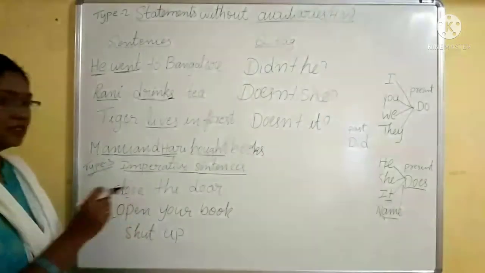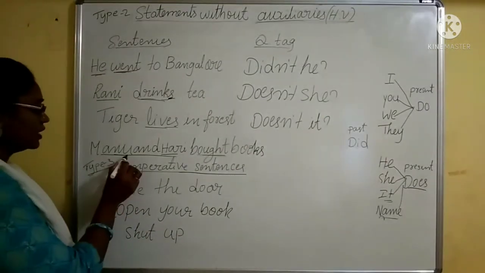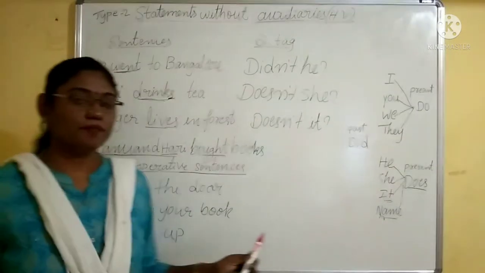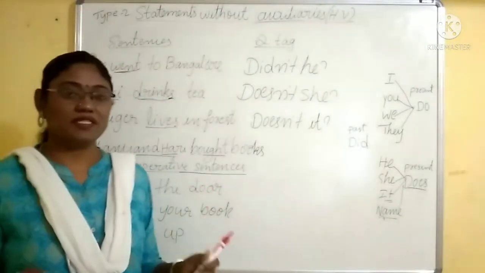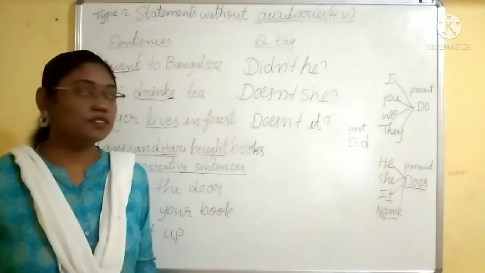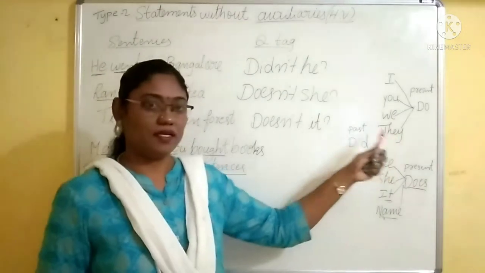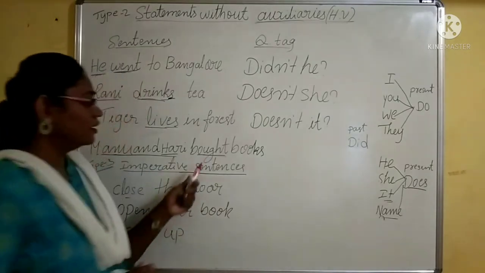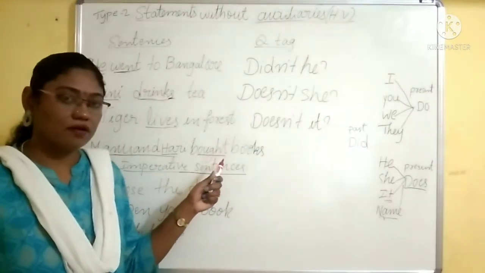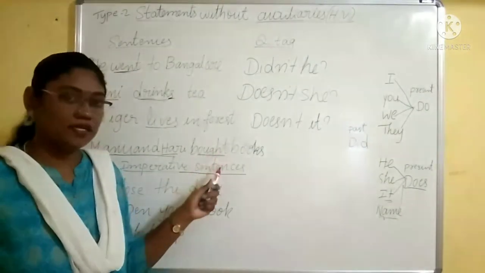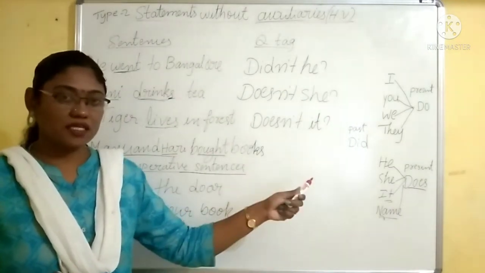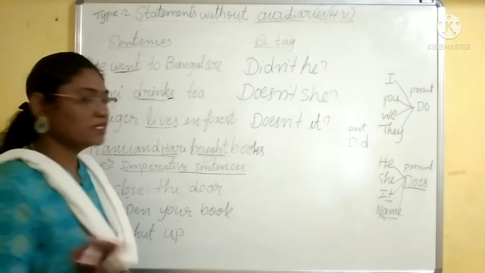Next, Manu and Hari bought books. Here this is slightly different because I have taken Manu and Hari, two nouns. Don't worry, if there is more than one person or thing, we have to use the subject they. That's it. And bought, is this present or past tense? It is past tense. Then we have to select the past tense do form. What is that? Did.